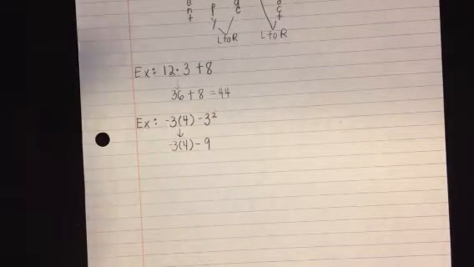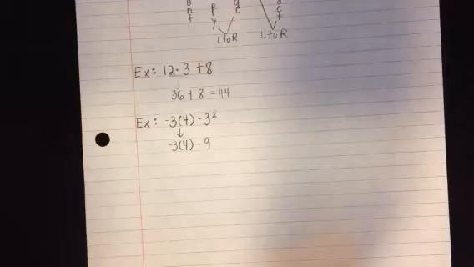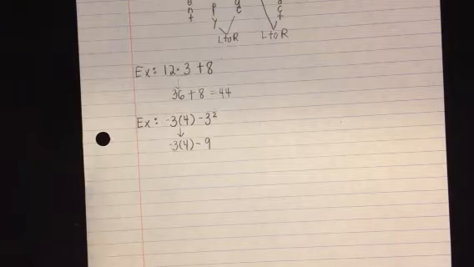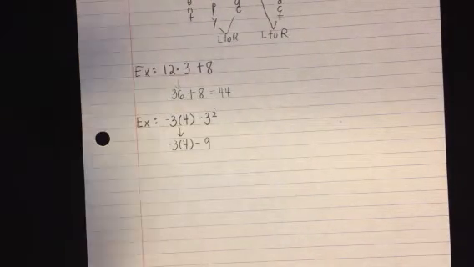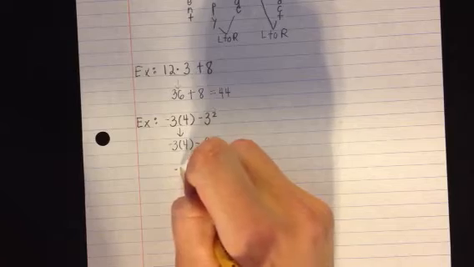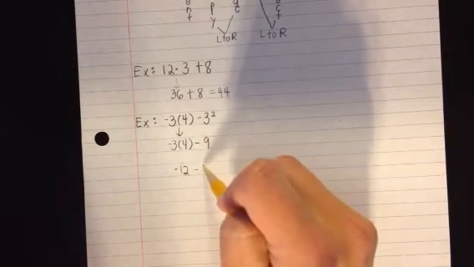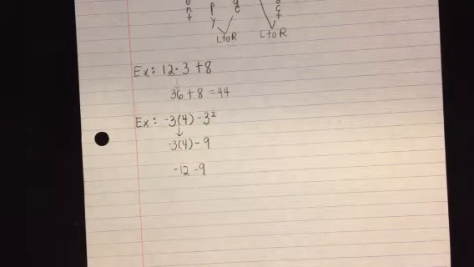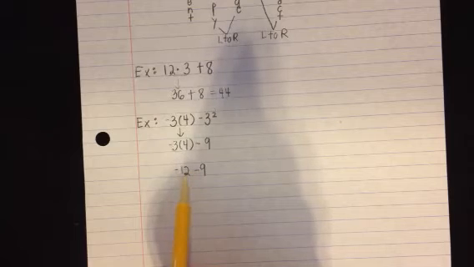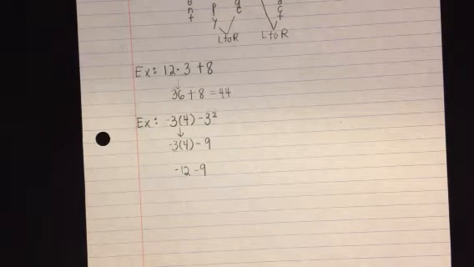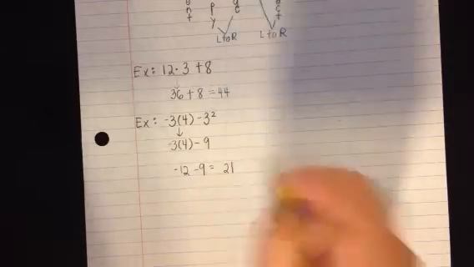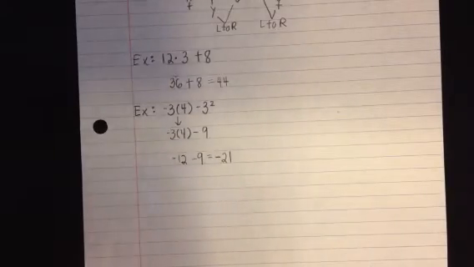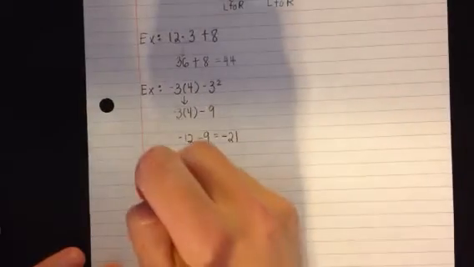Okay, so now that I've taken care of the exponent, I need to take care of the multiply. And the multiply I have here is -3 times +4. Negative times a positive is a negative. That's going to be -12, drag down the -9. Alright, -12 minus 9, same sign. Whenever they have the same sign, add 12 and 9. So 12 plus 9 is 21. And we're going to keep the sign of negative.